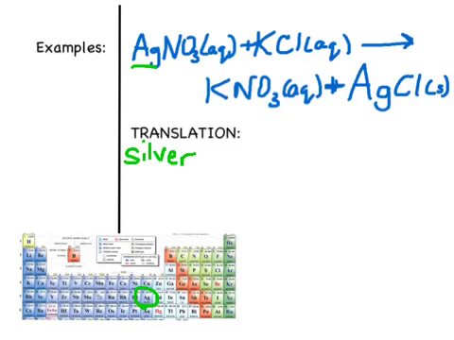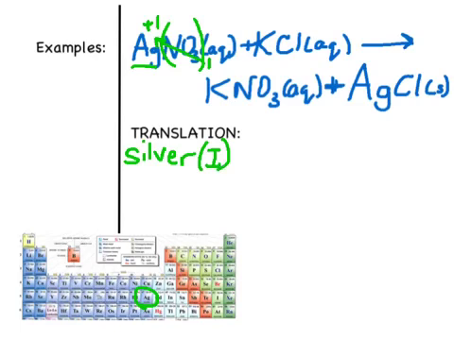Ag is hooked up with NO3. Hopefully by now you realize that NO3 is a polyatomic ion. So the subscript for NO3 is 1. So that means the charge of Ag is 1. So we're going to put 1 in Roman numerals in parentheses behind silver.